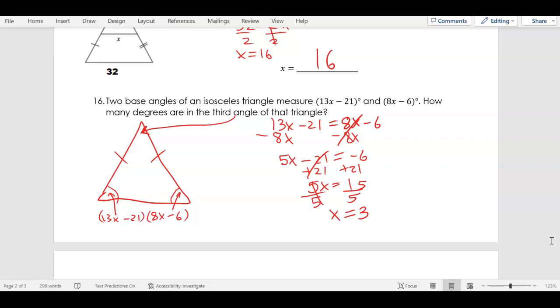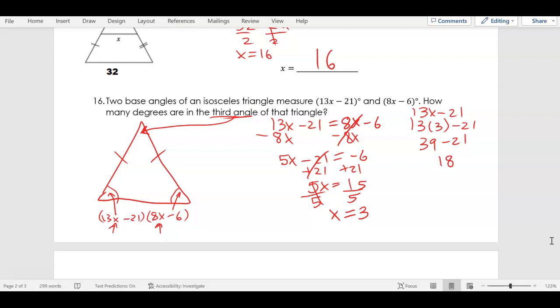3 is not the answer. We are looking for this third angle. So we're going to have to plug in that 3 into x here. Okay, so let's do it. 13x minus 21. 13 times 3, right? Because 3 is equal to x. Minus 21. 13 times 3 is 39. And if you take away 21, you get 18.